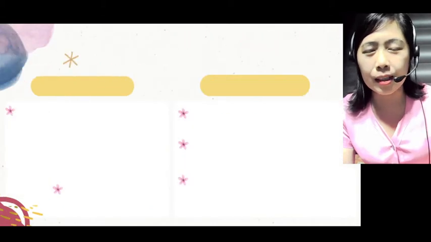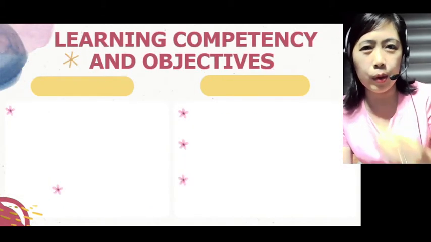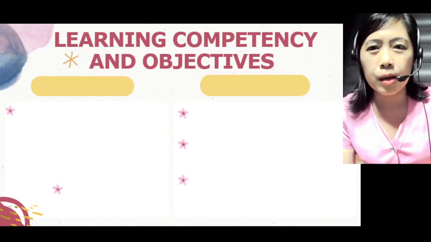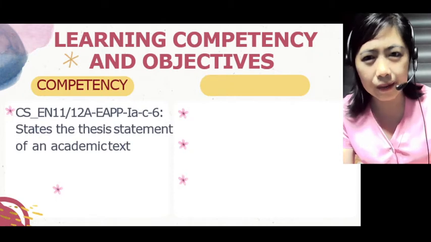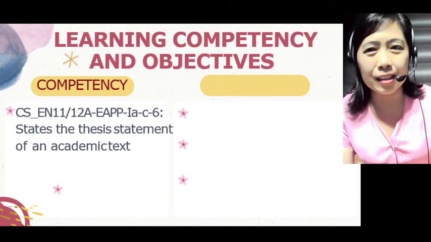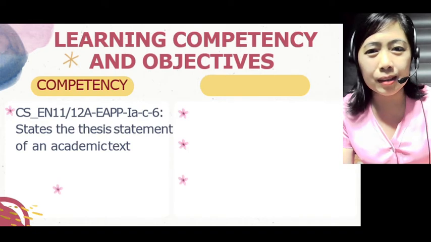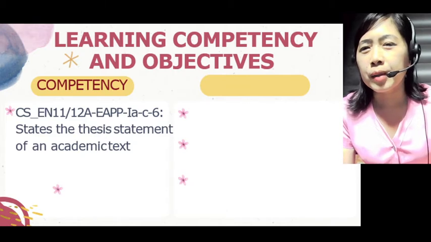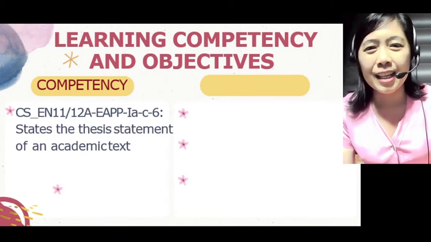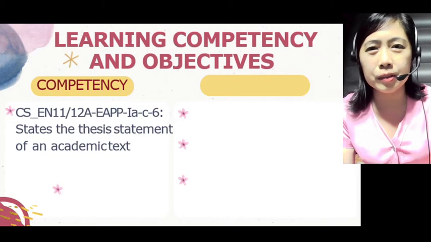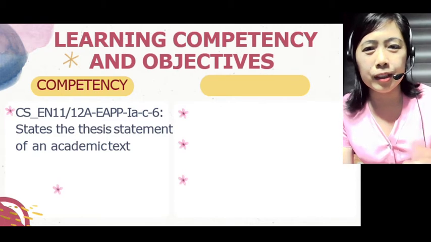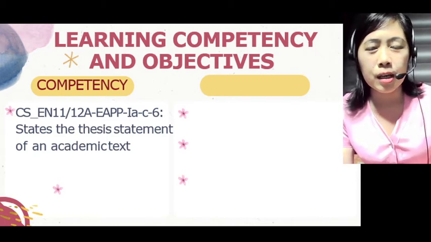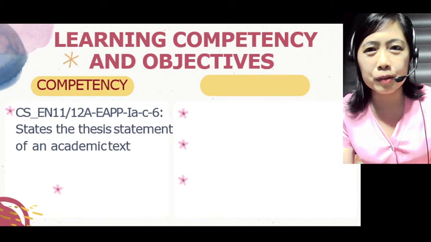Before that, these are our objectives and the learning competency for this module. The competency states the thesis statement of an academic text. Thesis statement and academic text are both familiar to you. It's been discussed for a couple of lessons. This is very familiar from reading and writing skills in the second semester, and thesis statement was also mentioned in the previous module for this subject.